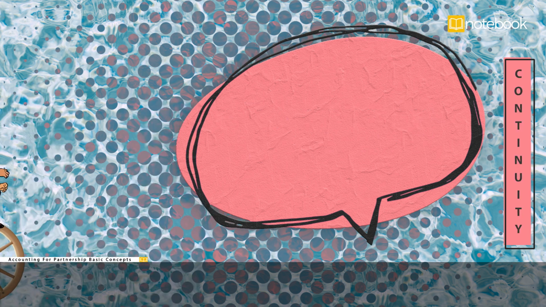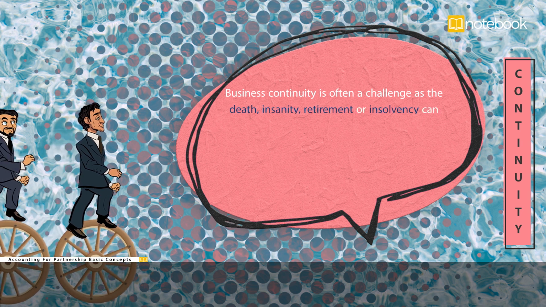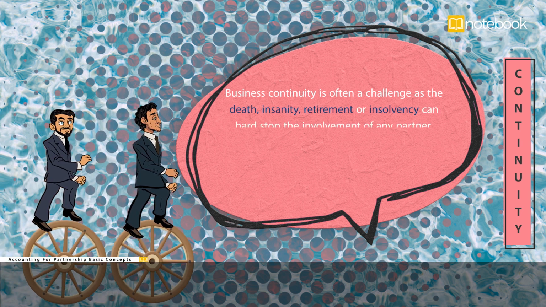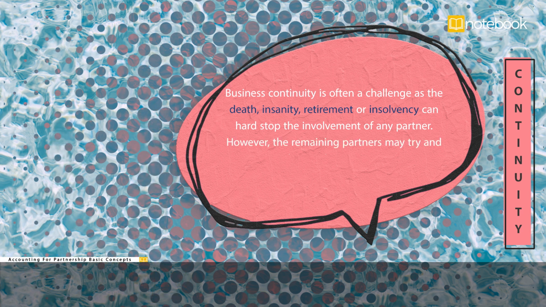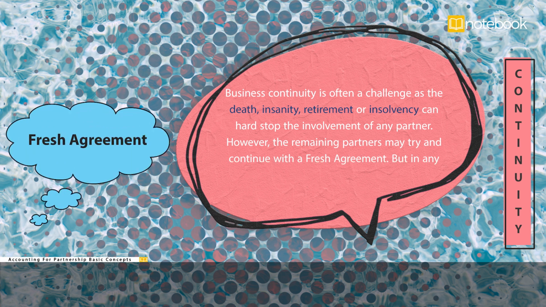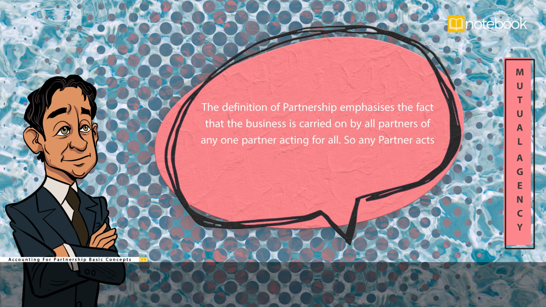6. Continuity. Business continuity is often a challenge as the death, insanity, retirement, or insolvency can hard stop the involvement of any partner. However, the remaining partners may try and continue with a fresh agreement. But in any such case, the business definitely gets a hit. 7. Mutual agency. The definition of partnership emphasizes the fact that the business is carried on by all partners or any one partner acting for all. So any partner acts as a principal as well as an agent.